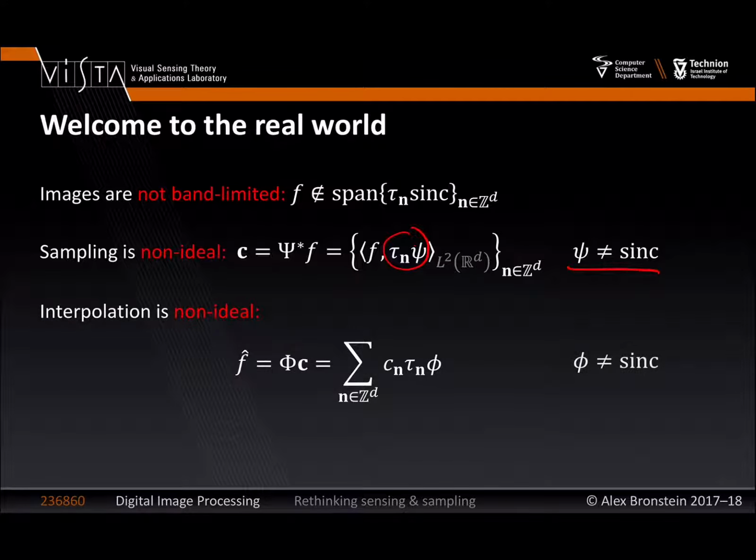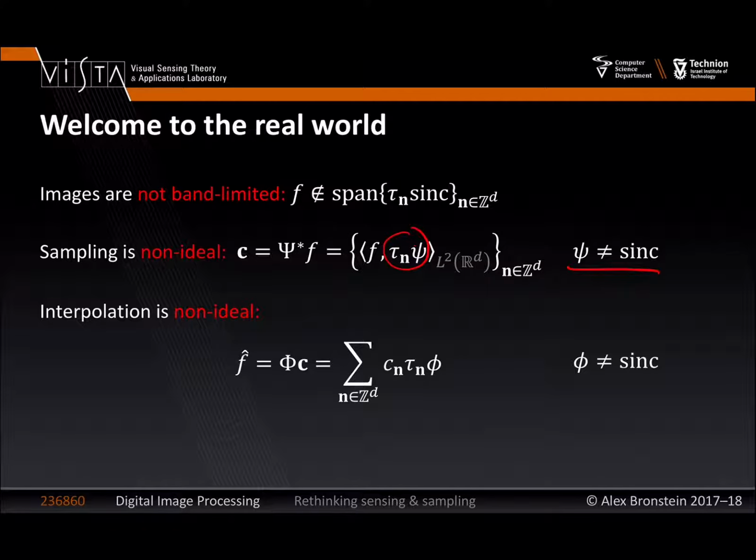And interpolation is not ideal. Show me a display that can implement a sinc kernel. You cannot implement a sinc kernel, first of all, because the sinc has negative lobes. You cannot do negative intensity on a display. So again, basically all our assumptions on sampling simply do not hold in the real world.